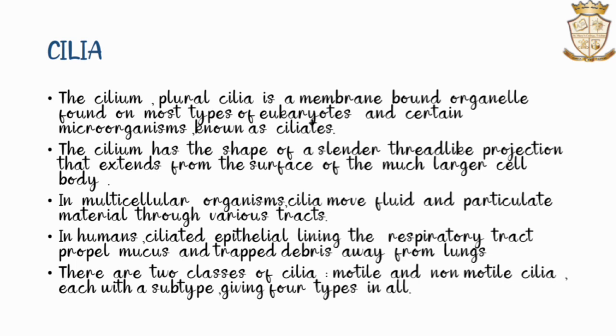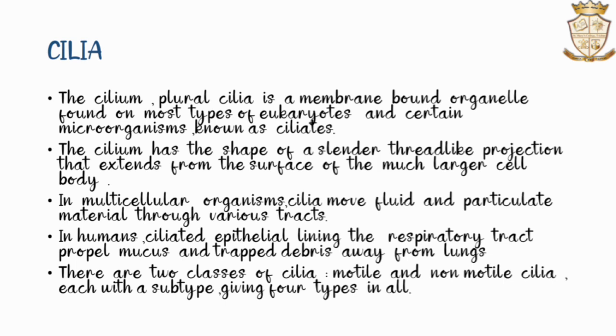Then we go through the next section, cilia. Cilium is the singular, cilia the plural. Cilia are membrane-bound organelles found on most types of eukaryotes and certain microorganisms known as ciliates. The cilium has the shape of a slender thread-like projection that extends from the cell surface of the much larger cell body. In multicellular organisms, cilia move fluid and particulate material through various tracts. In humans, ciliated epithelium lining the respiratory tract propels mucus and traps debris away from the lungs.